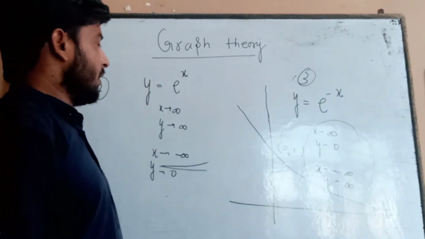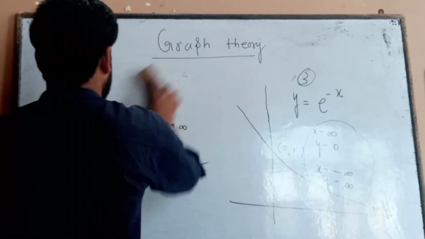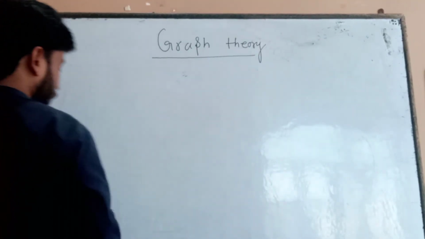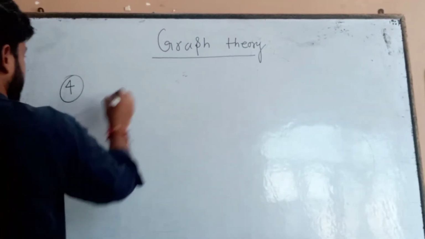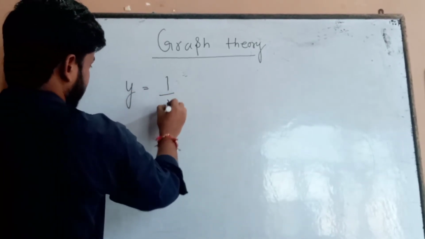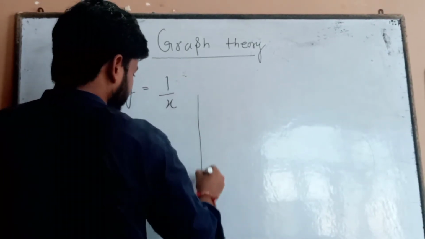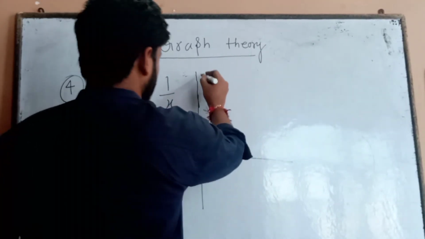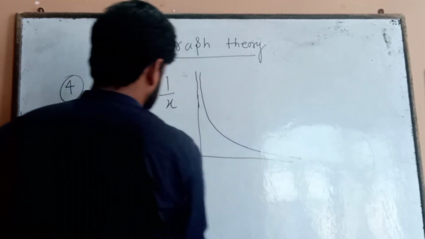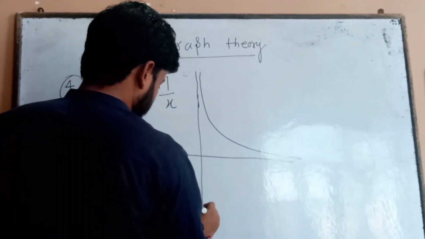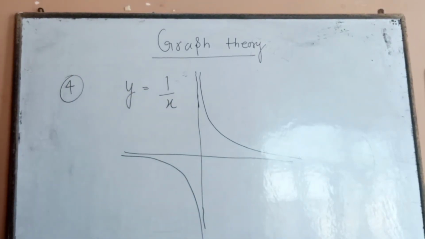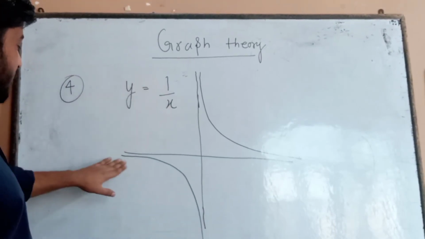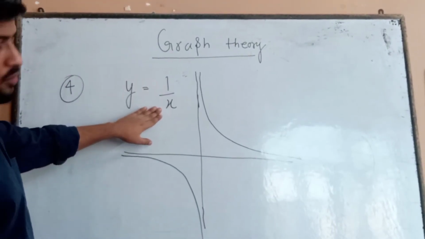Now we check one more important graph. Number 4. Y is equal to 1 upon x. The graph of y is equal to 1 upon x is shown like this, where x tending to infinity, y tending to 0, and x tending to minus infinity, y tending to 0 also. Okay?